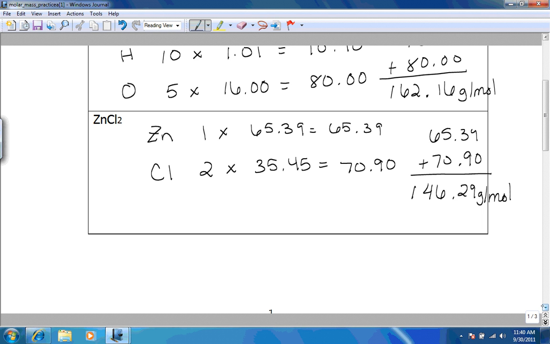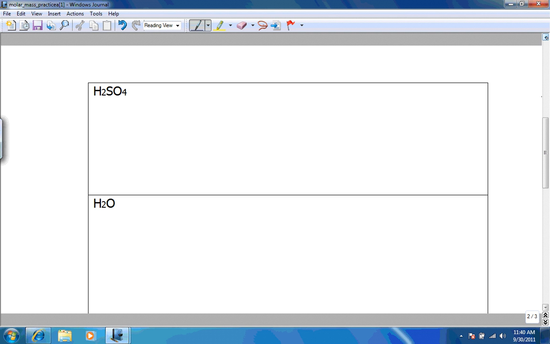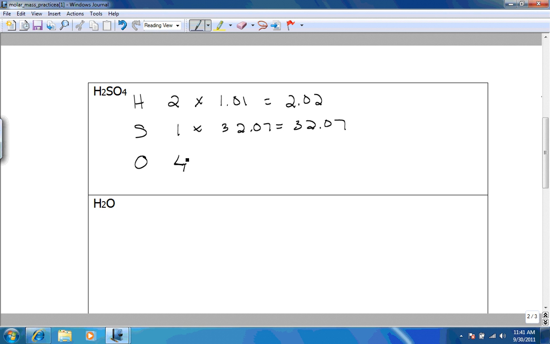The last one we're going to do for this video is going to be H2SO4. So we have hydrogen, sulfur, and oxygen. We have 2 hydrogen, and that mass is 1.01 when we look on the periodic table. We have 1 sulfur, and that mass is 32.07 when you look on the periodic table. And we have 4 oxygens, which is 16.00 when you look on the periodic table.